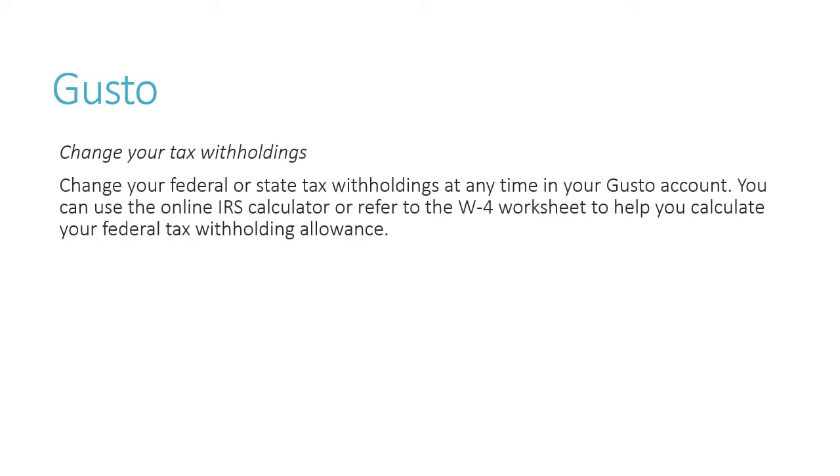Change your tax withholdings. Change your federal or state tax withholdings at any time in your Gusto account. You can use the online IRS calculator or refer to the W-4 worksheet to help you calculate your federal tax withholding allowance. If you'd like to make changes, click the Job and Pay tab. Next to the federal taxes or state taxes, click Edit.